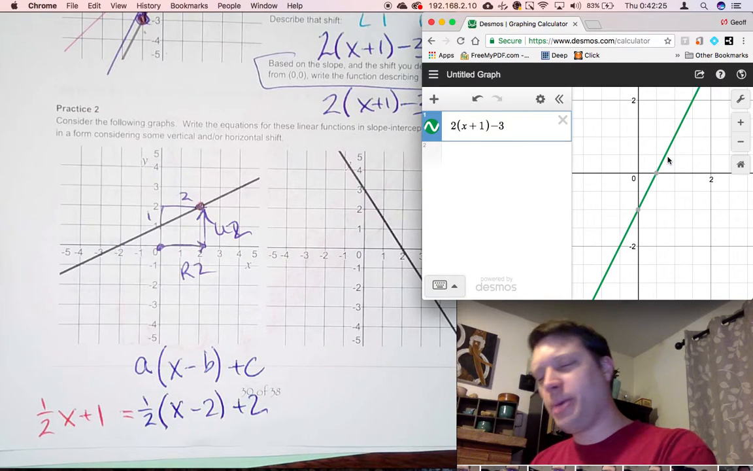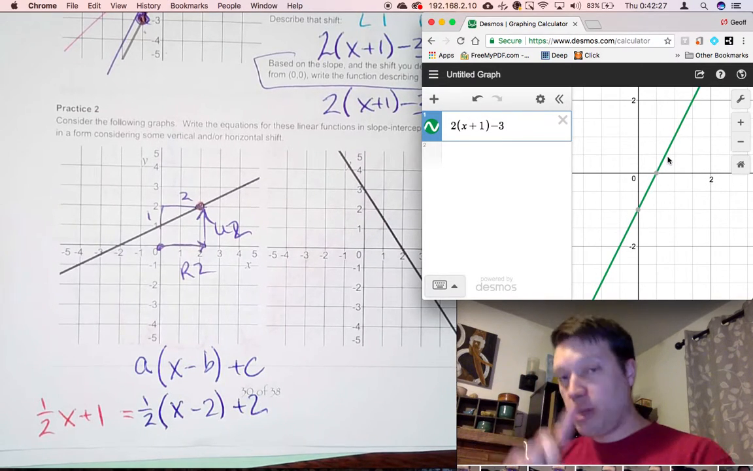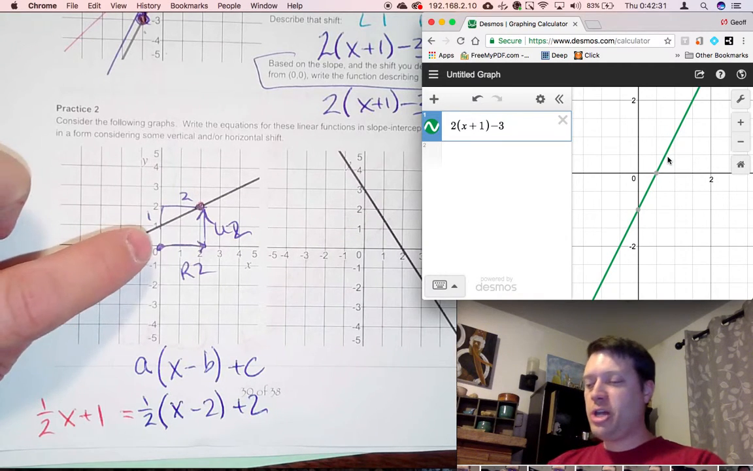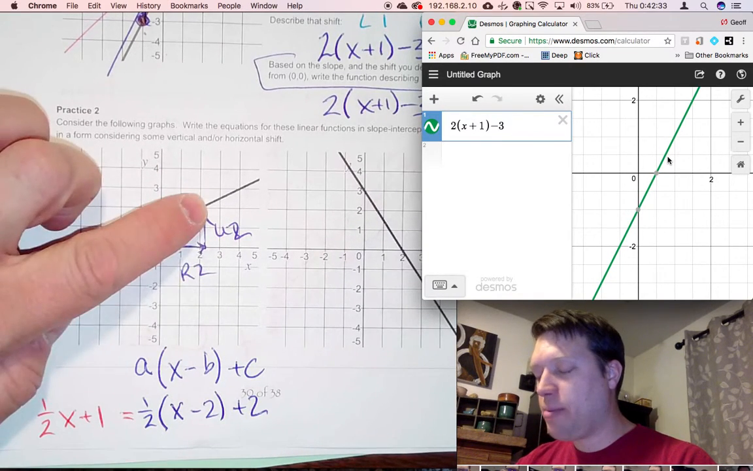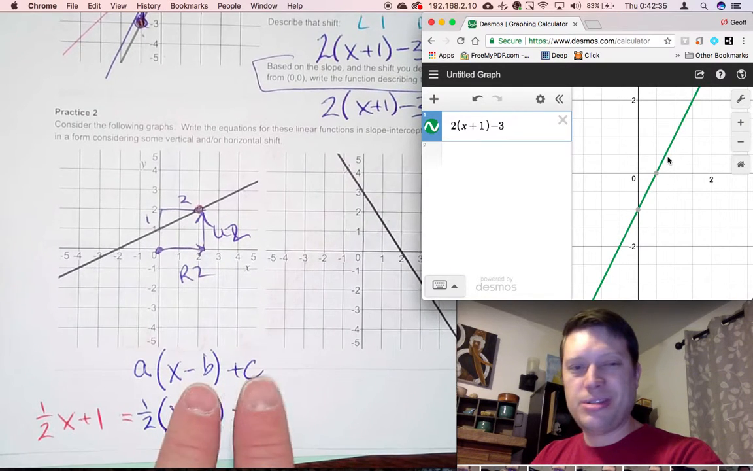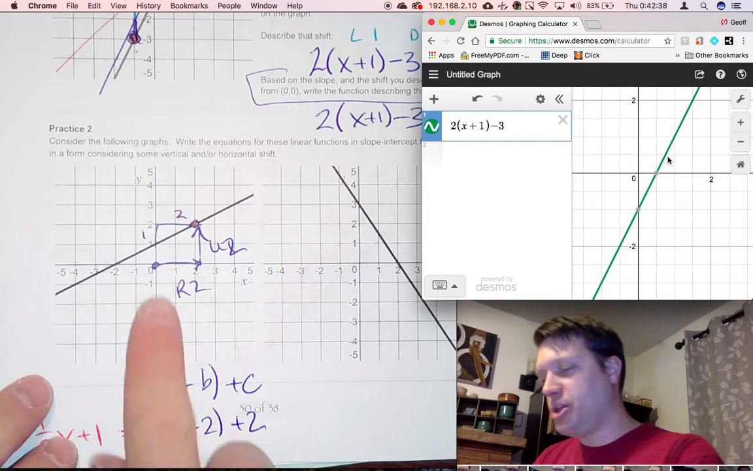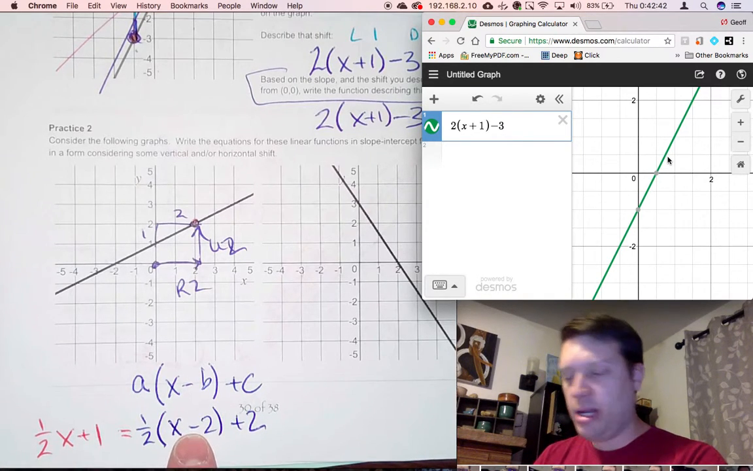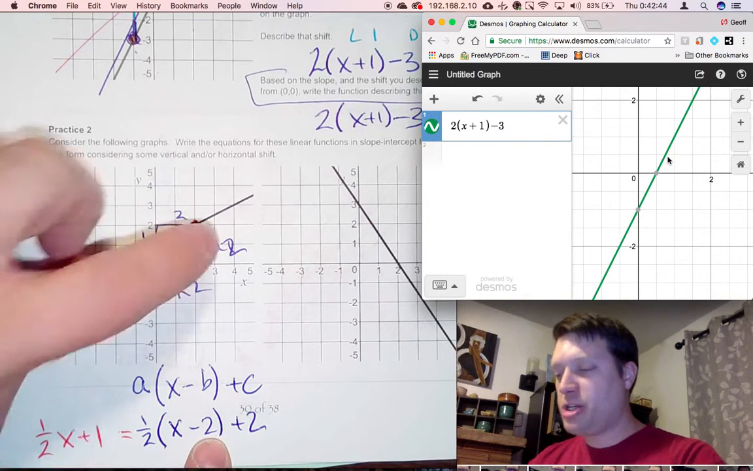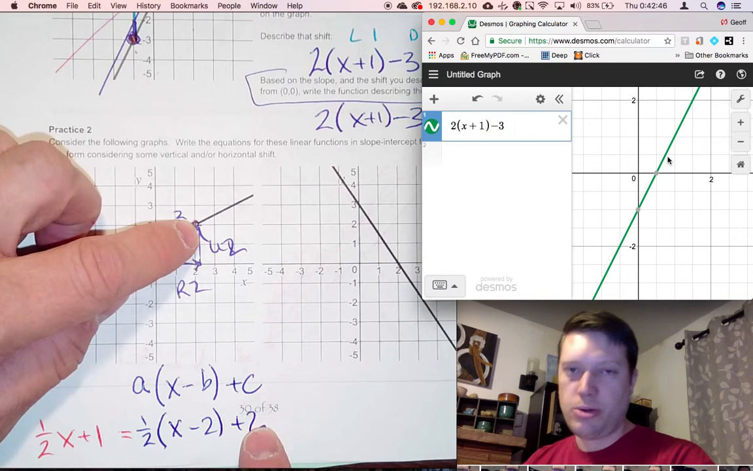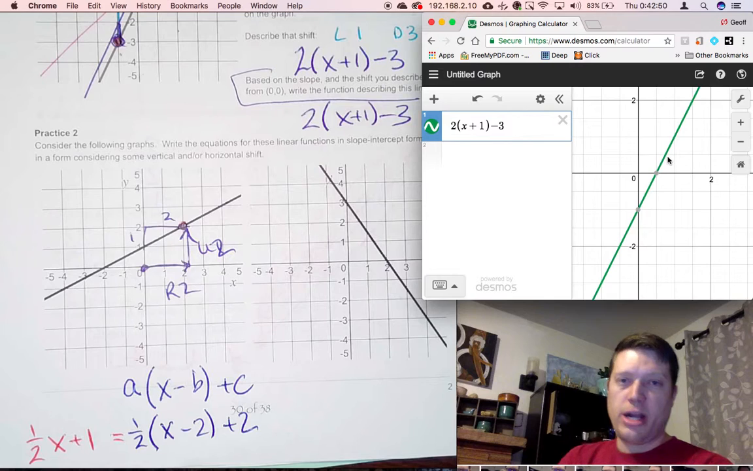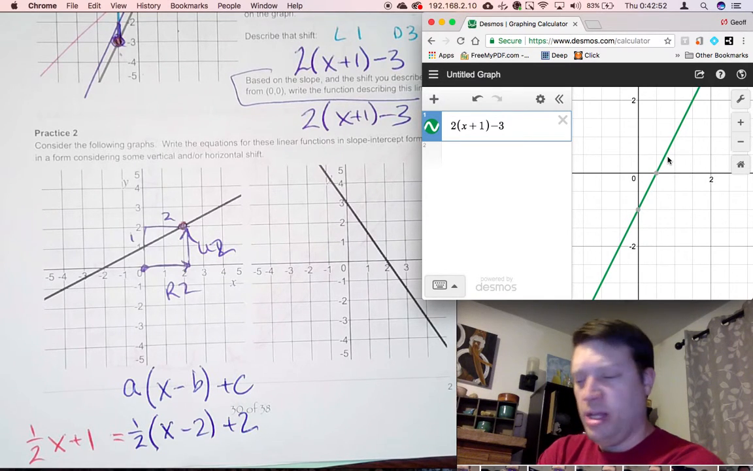Okay, I'm going to explain it. Then I'm going to pick an intercept. I'm going to pick the x-intercept. But the point I'm trying to make is this, that the shift from 0, 0 to that point are our b and c values. So if I'm going to shift to the right 2 spaces, I'm going to say minus for right, x minus 2. If I'm going to shift up 2 spaces, then I'm going to add 2 on the outside. And therefore my equation is 1/2 times the quantity x minus 2, plus 2.